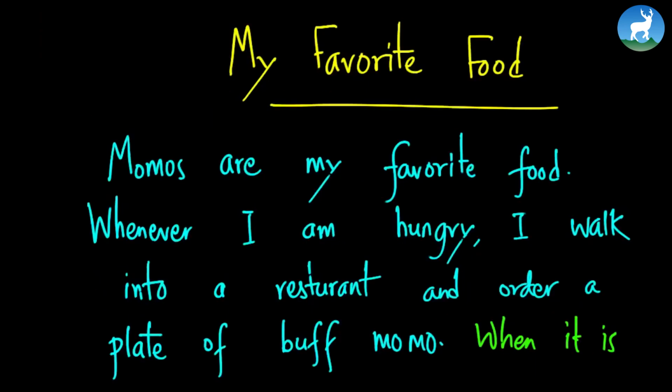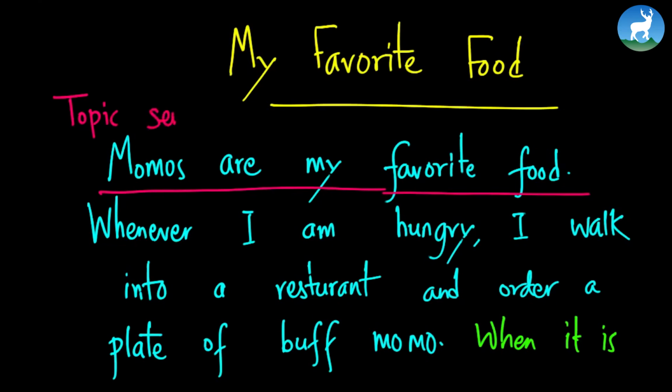Okay, let's analyze. Let's look at this paragraph, okay? Momos are my favorite food. That is the first sentence. And what is the first sentence called? It is called our topic sentence. And a topic sentence introduces your topic. It's about the topic, and the topic is my favorite food.